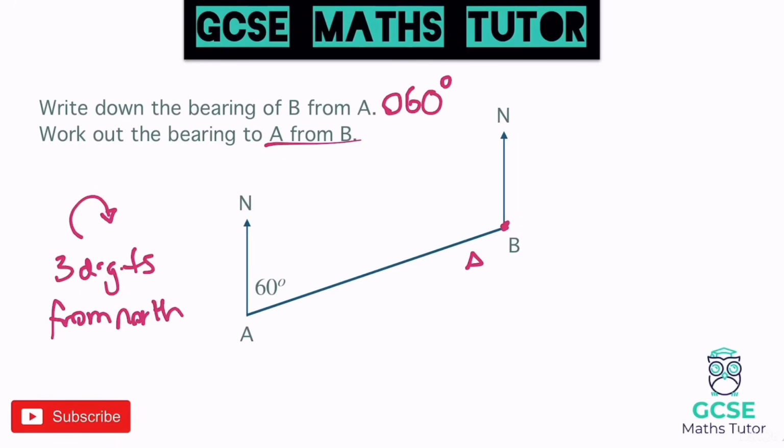Now, what I quite like to do with these sorts of questions is to think about if I can extend the line slightly. So if I extend the line, because these 2 north lines are parallel, we've actually got a corresponding angle there. So this bit here is actually 60 degrees.